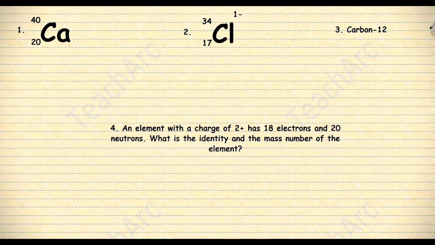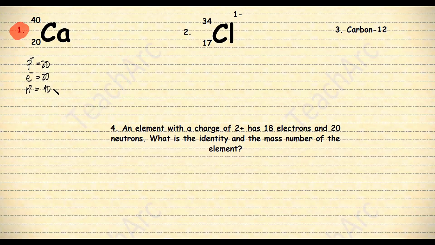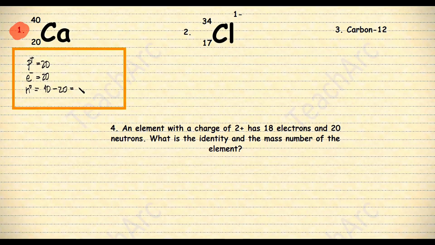Let's look at the first one. We have calcium 40. The number of protons will be 20 since the atomic number is 20. The number of electrons is 20 as well since it is a neutral atom. The number of neutrons will be the mass number minus the atomic number, which will be 20 neutrons.